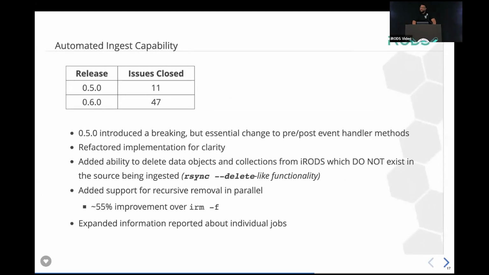For the automated ingest capability, we had 2 releases since last year. 0.5.0 did introduce a breaking change in the API, but this was necessary. And given that we haven't reached 1.0 status, we went ahead and decided to make that change. The implementation is now clearer and cleaner through a refactorization effort.